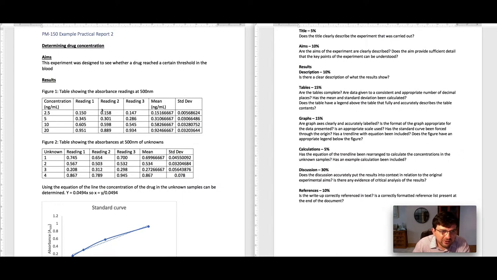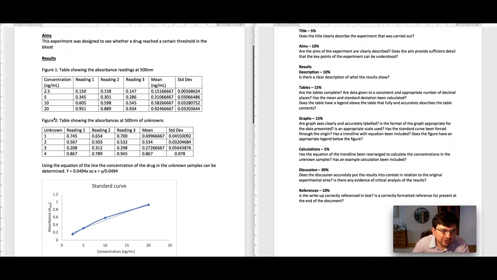A slight weakness is that we have all the absorbance readings given to 3 decimal places, but then we suddenly jump up to a ridiculous number of decimal places for the calculated mean and standard deviation. Now, although these are actually correct, if you calculate them, you should always try to give your mean to the same number of decimal places as your raw data. So this would be better expressed as 0.152, so we're rounding up because of that 6. And likewise with the standard deviation, it would be better to express this as 0.006, okay, instead of this ridiculous number of decimal places. So that's a weakness.